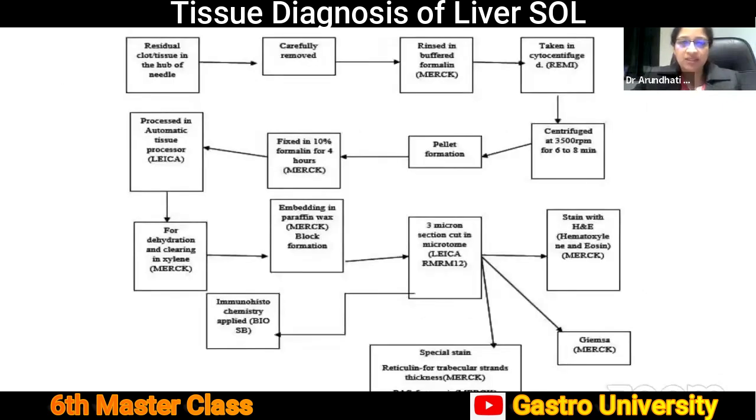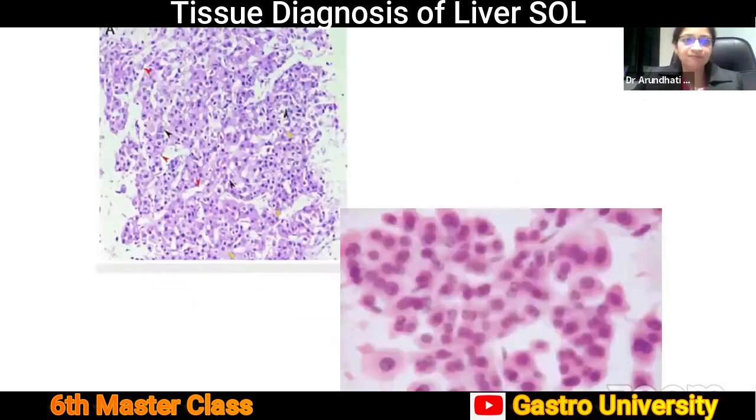So just a small technical appraisal of how tissue blocks or cell blocks are made. After the smears are prepared, the residual clot or tissue in the needle is removed and fixed in formalin. The minimum fixation time that is recommended is 4 hours in neutral buffered formalin. And then it is processed as a routine biopsy specimen.